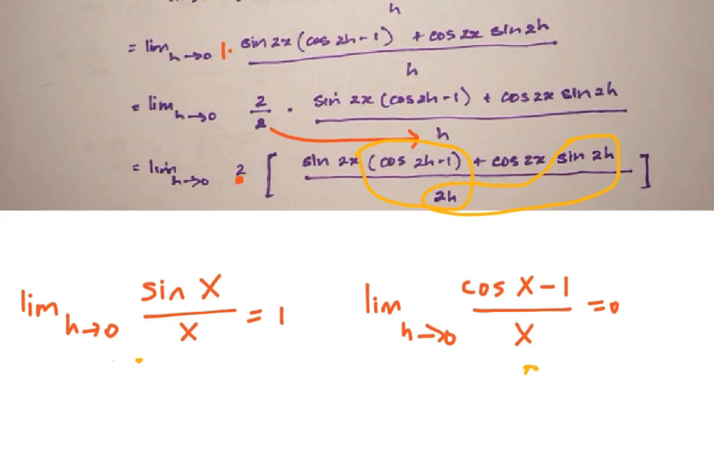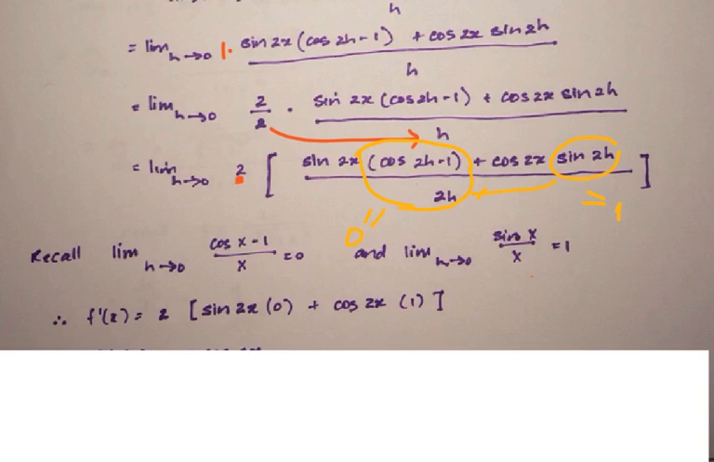This means the limit as h goes to 0 of cos 2h minus 1 over 2h is going to go to 0. So this is going to give me 0. And then sine of 2h divided by 2h is going to give me 1 as the limit goes from h to 0. So now I have 2 times sine of 2x multiplied by 0, because the limit as h tends to 0 of cos 2h minus 1 over 2h is 0, as we found out from before.